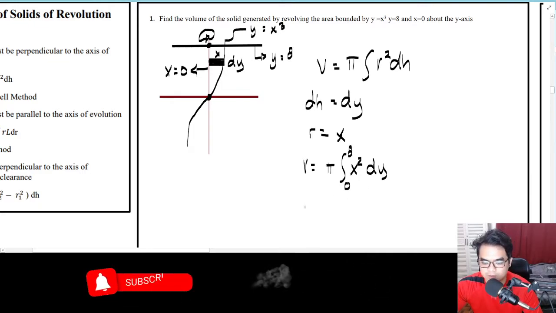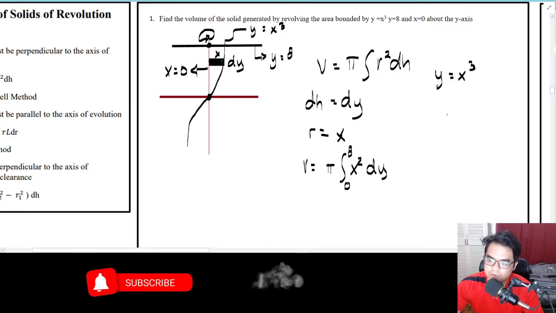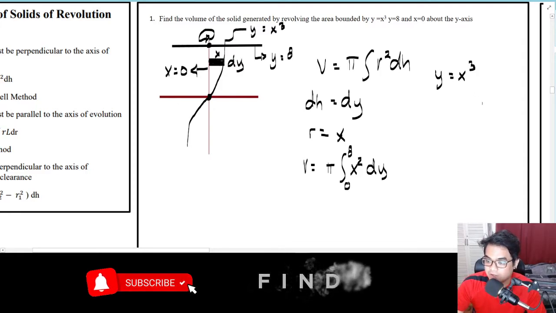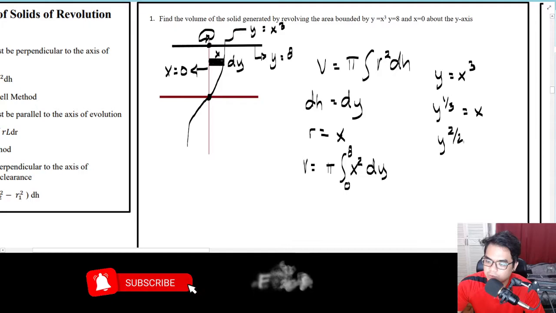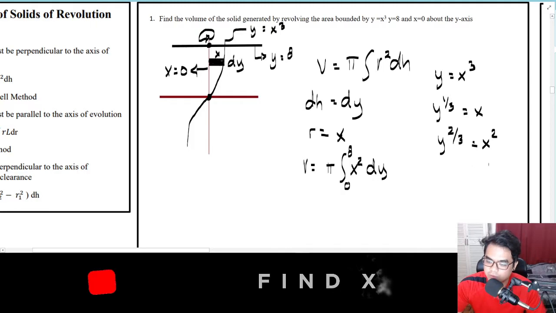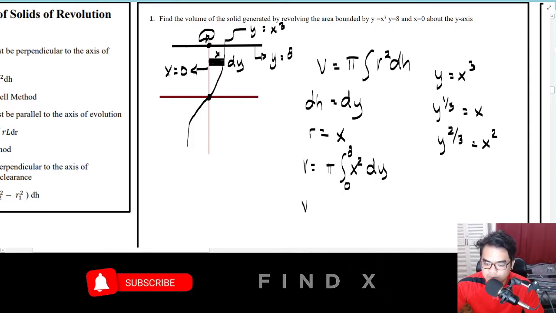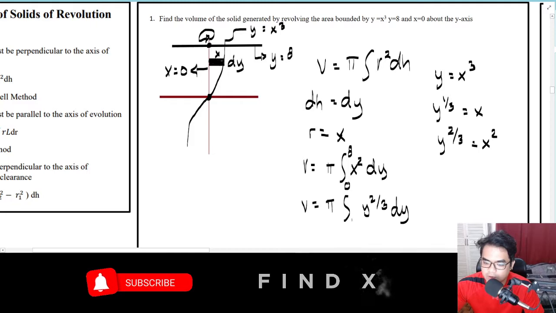And then we have to find x squared. We already have y is equal to x cubed, right? If I raise both sides to one third, you'll have y to the one third equal to x, and then squaring both sides, you'll have y to the 2 thirds equal to x squared. Therefore, V is equal to pi integral of y raised to 2 thirds dy from 0 to 8.